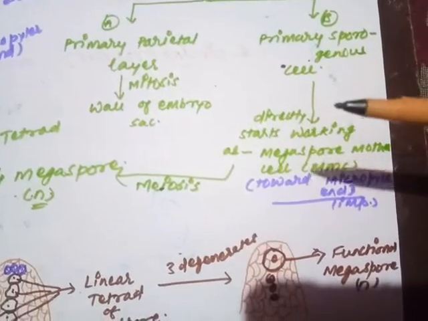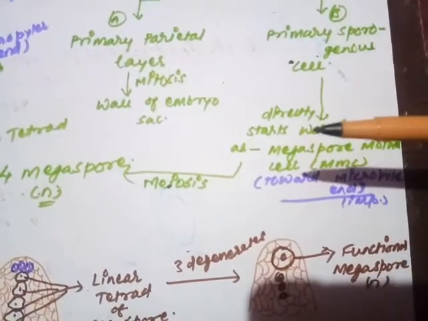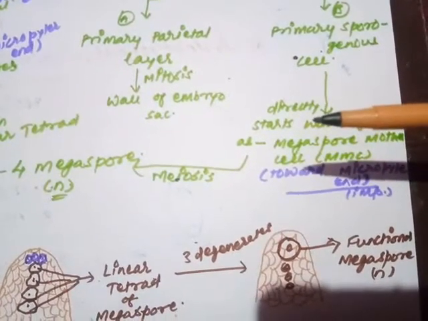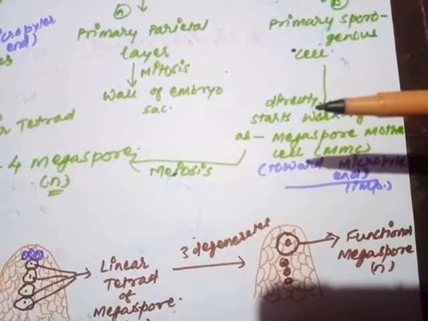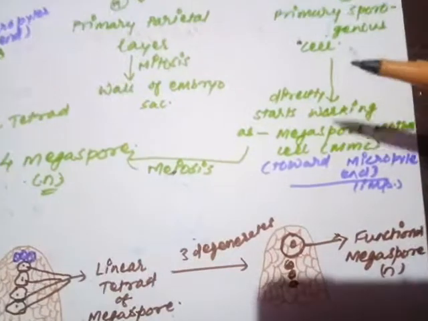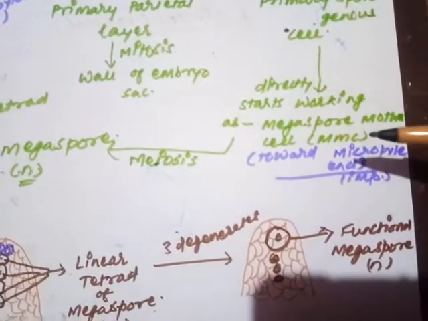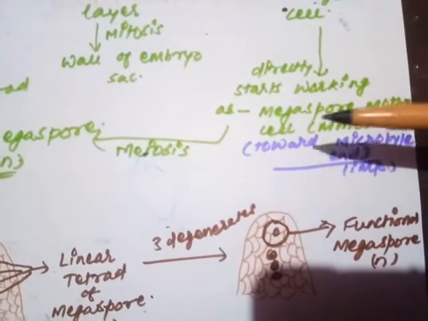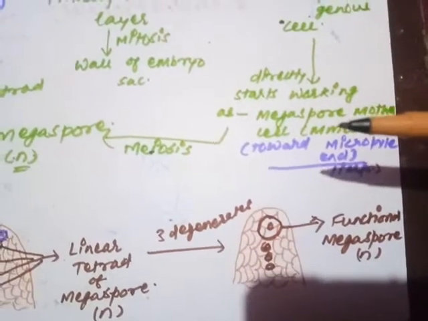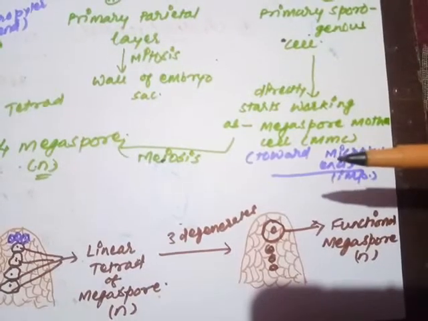The primary sporogenous cell directly starts, this is a very important point, this is the difference from microsporogenesis, because in microsporogenesis we have seen so many processes, the plasmodesmata, callus formation, and then they start working as the microspore mother cell. But here the primary sporogenous cell directly starts working as the megaspore mother cell, MMC, the megaspore mother cell, MMC. Is it clear? Here the primary sporogenous cells directly start working as the megaspore mother cell, MMC.